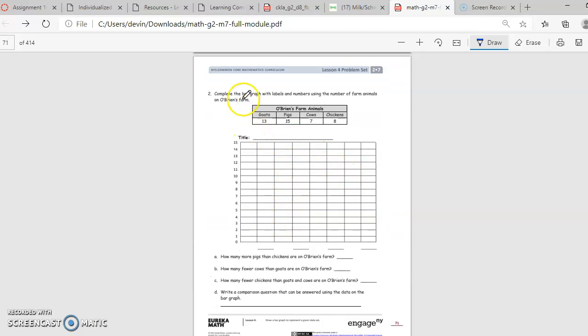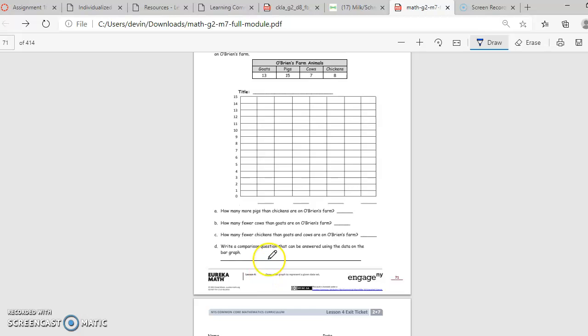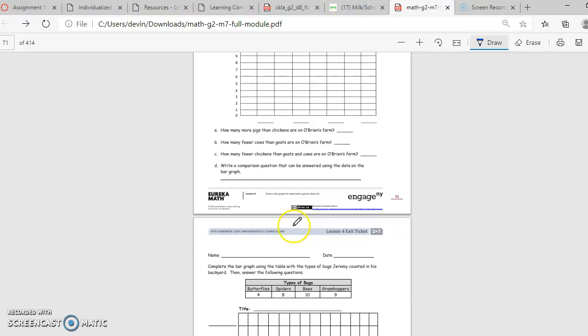Page 2 of the problem set, complete the bar graph with labels and numbers using the number of farm animals on O'Brien's farm. First thing we always do is move our title down to here, and then label the bars, color in your graph, and then answer the questions. And D, you'll be writing your own comparison question again, which we've done the last couple days.